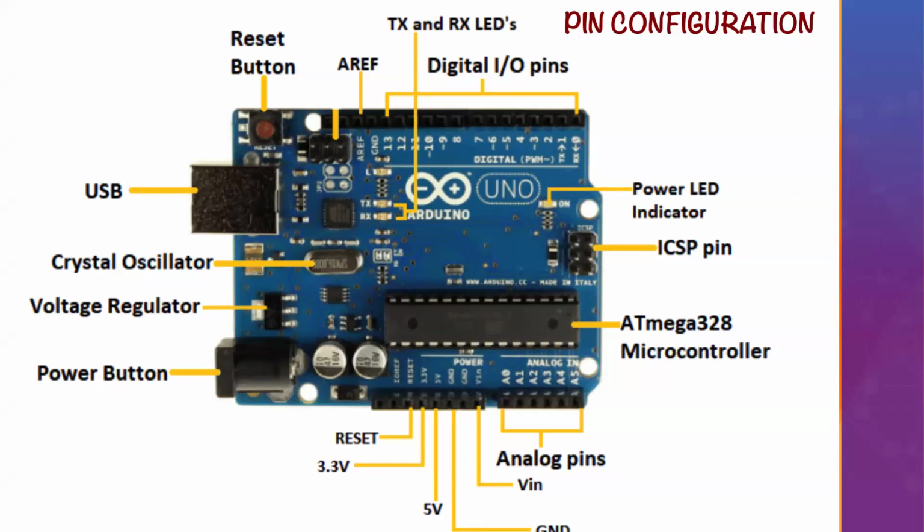With D13, the LED over here is also connected. What does that mean? That means, dear students, whenever you are operating something on D13, like you have connected a circuit and the positive connection is connected to D13, whenever you supply the power, the D13 LED, that is this small LED, will glow. Okay.